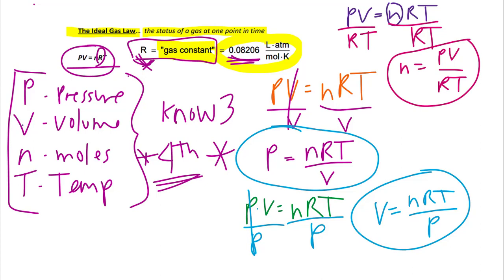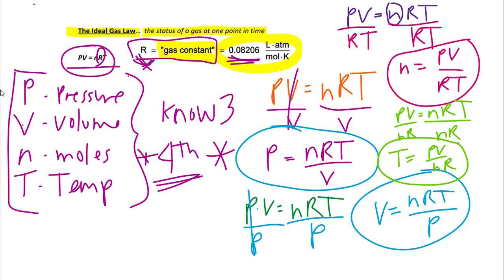Now, the last variable, because again, we'll never need to solve for R, we're given R, is temperature. I want you to pause real quick and see if you can show me how to solve for temperature. And hopefully you got pressure times volume over n times R.